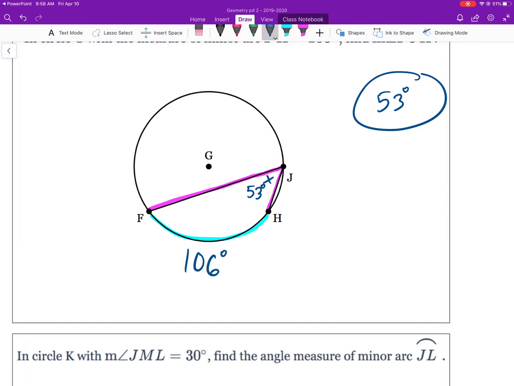All right, so the inscribed angle is equal to half of the intercepted arc. What is the intercepted arc? That's the arc that the angle opens up and hits.